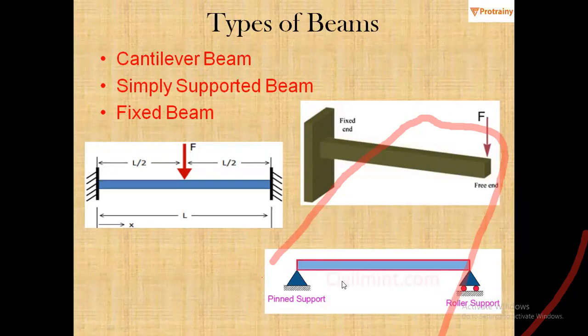Then comes the simply supported beam. This is a general figure or description of a simply supported beam. दोनों तरफ, एक तरफ pinned support, एक तरफ roller support है, but दोनों तरफ pinned support भी हो सकता है, no problem there. Rotation is allowed, and translation is allowed at one end, and so this is a simply supported beam.